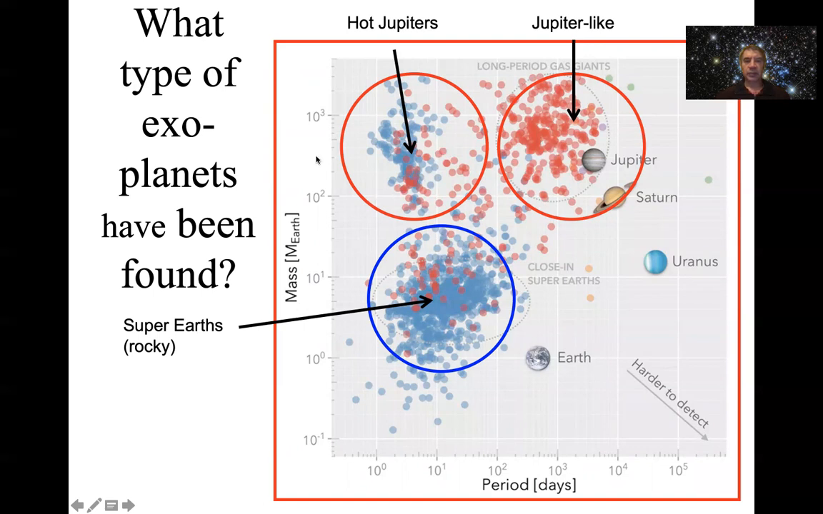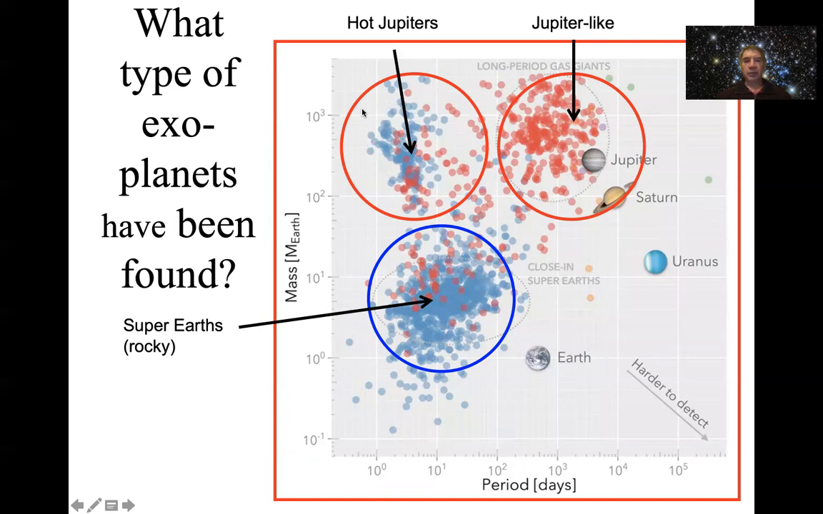So this is a plot of the mass of the planet versus its period. And because of Kepler's laws, the period really represents how close to its parent star it actually is. Okay. So they split into three groups.